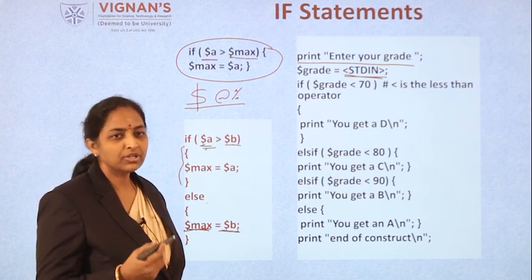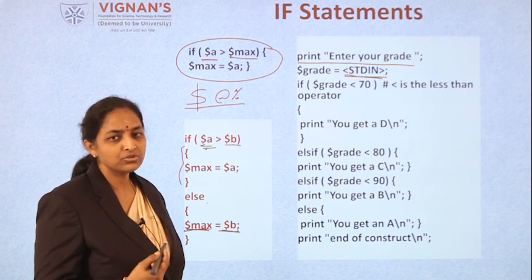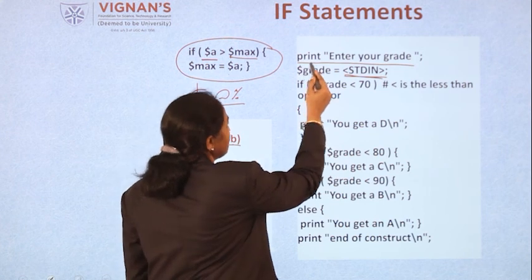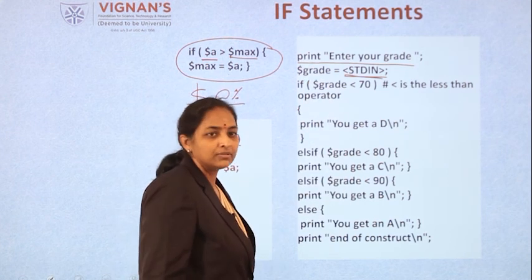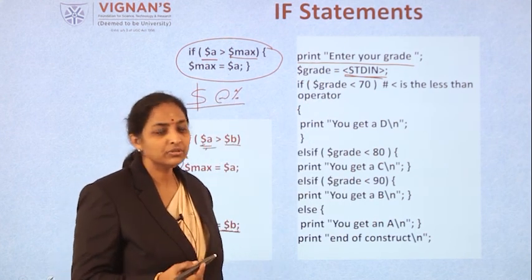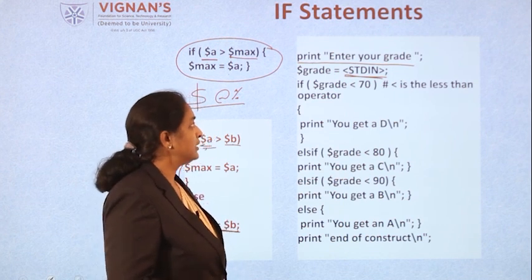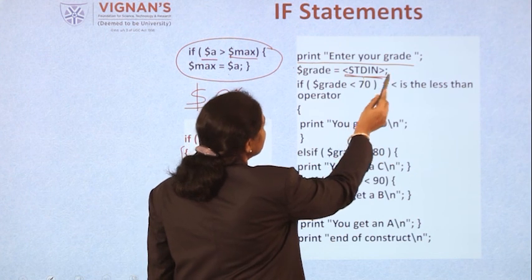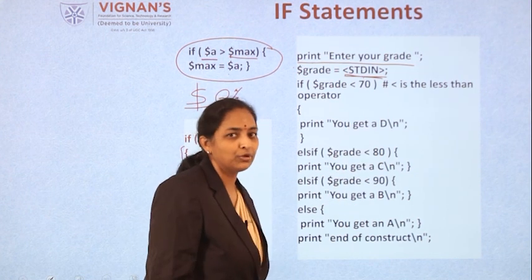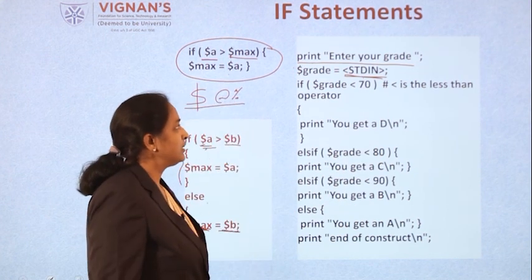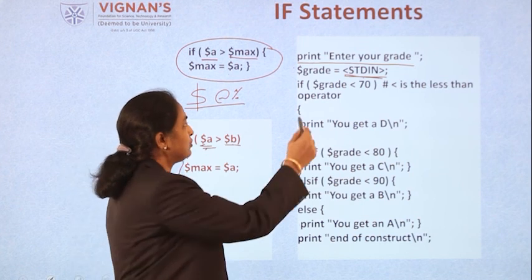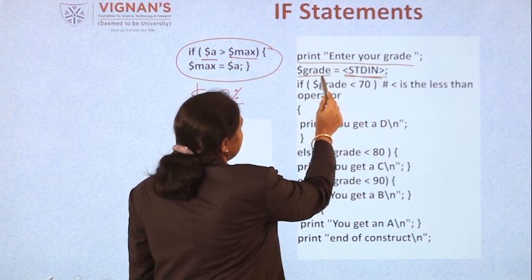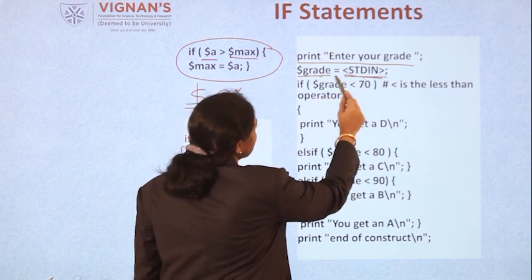Just to give you the message to know when to start, whether your program was executed or not, for that we are using a simple print statement. That print statement echoes: enter your grade. Then whenever this statement is executed, you are able to input the value from the keyboard. So the grade is a scalar variable. Into this grade, first input your grade.